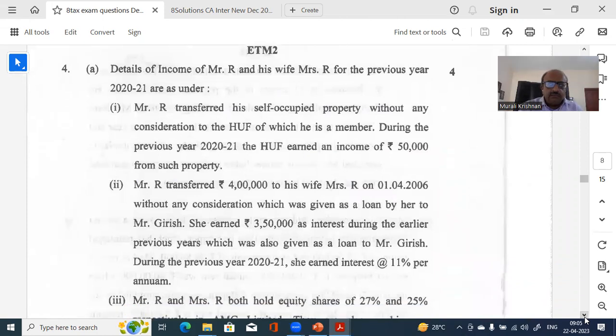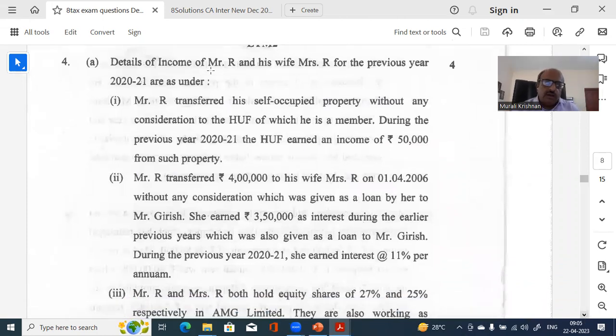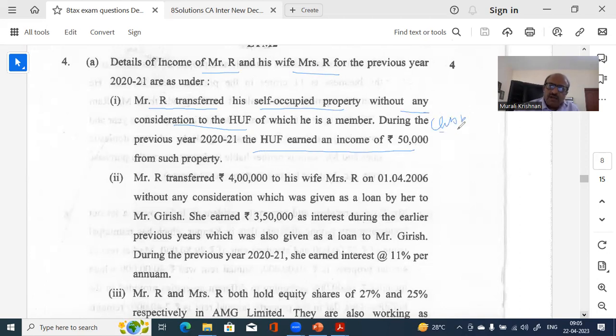Now again, same headache of clubbing and all that. Again, this is also complicated. R and Mrs. R. Details. R transferred self-occupied property without any consideration to the HUF. And the HUF earned 50,000. This will be clubbed in the hands of R.